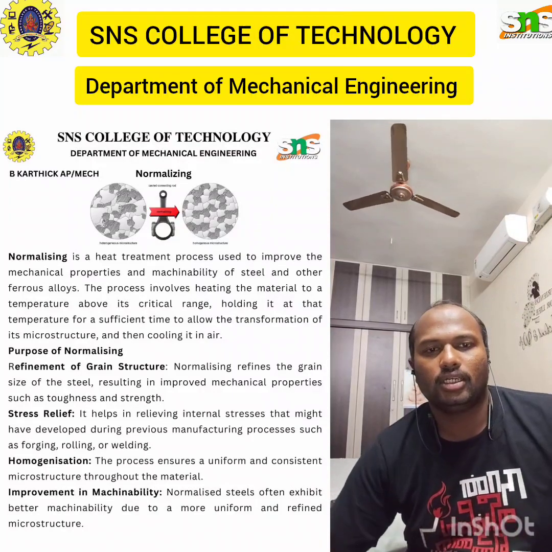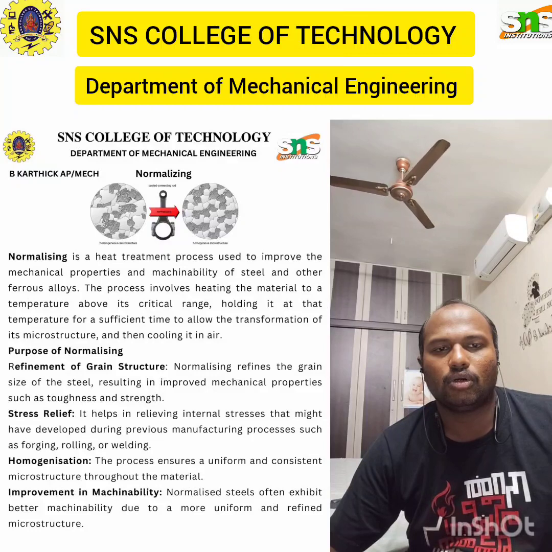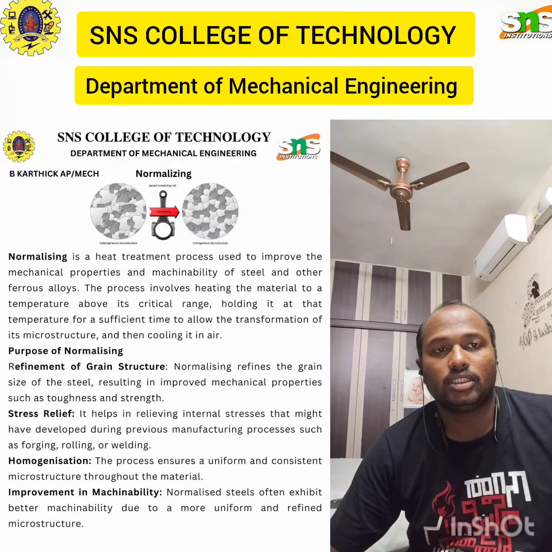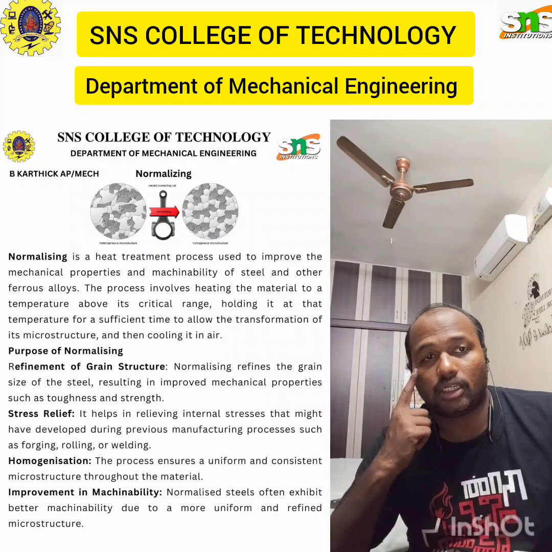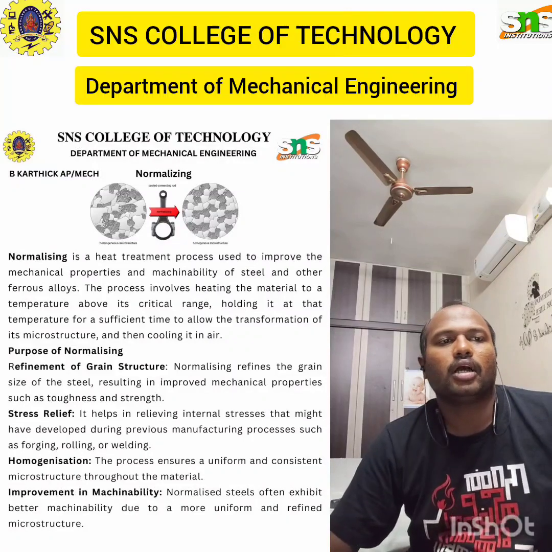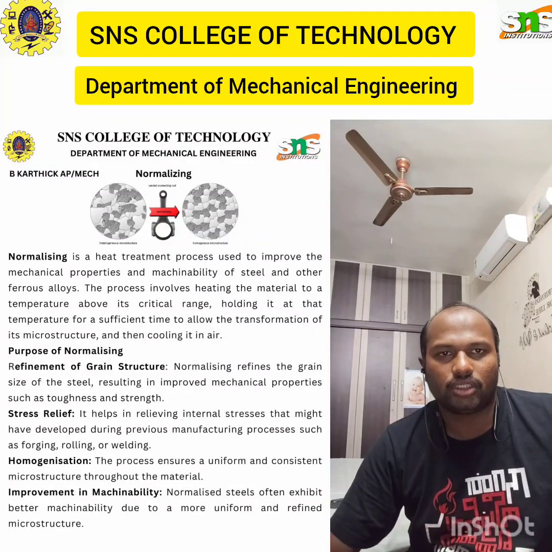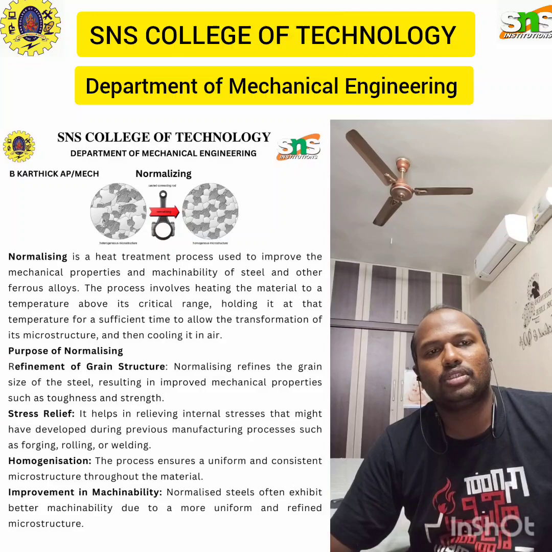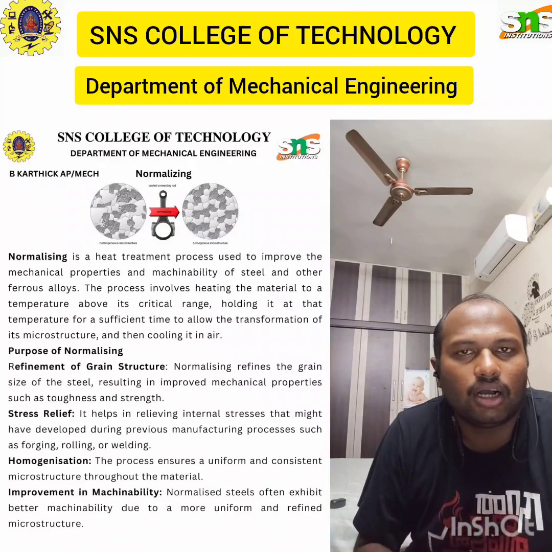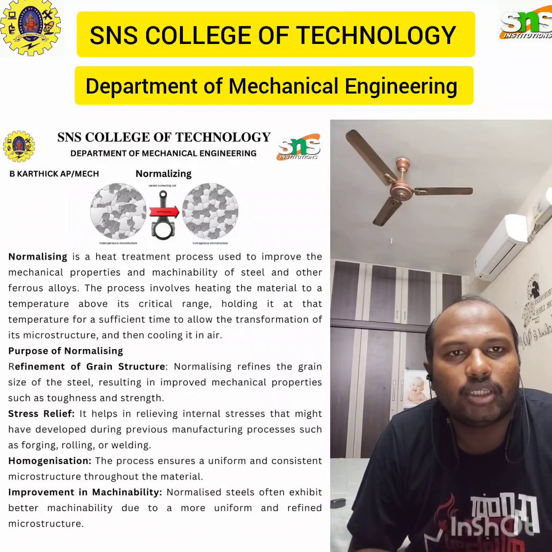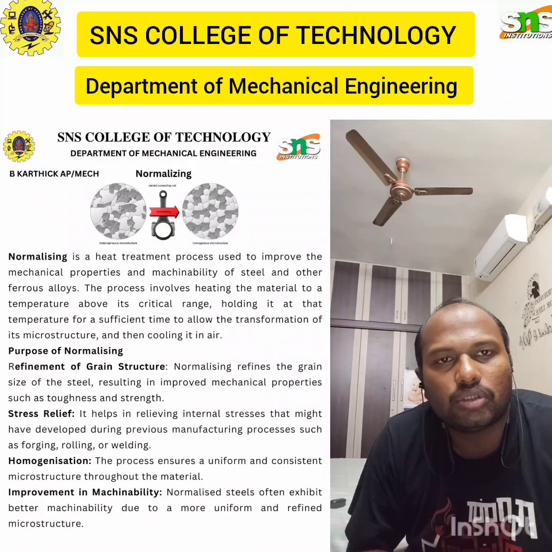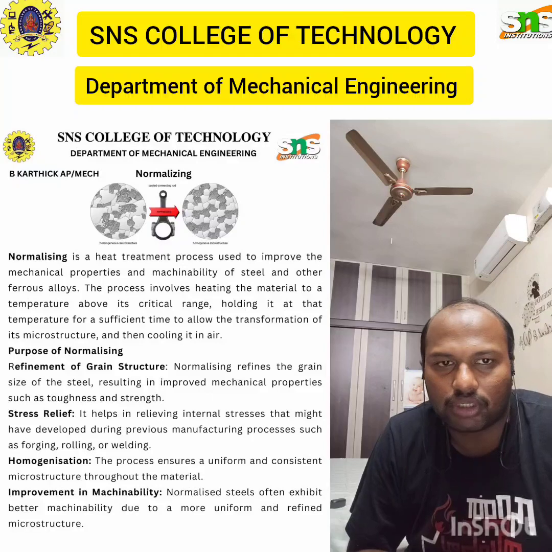or even welding. And the third purpose is that it is homogenization. The purpose ensures a uniform and a consistent microstructure throughout the material. The fourth one is improvement of machinability. Normalizing steel often exhibits better machinability due to more uniform and refined microstructure.